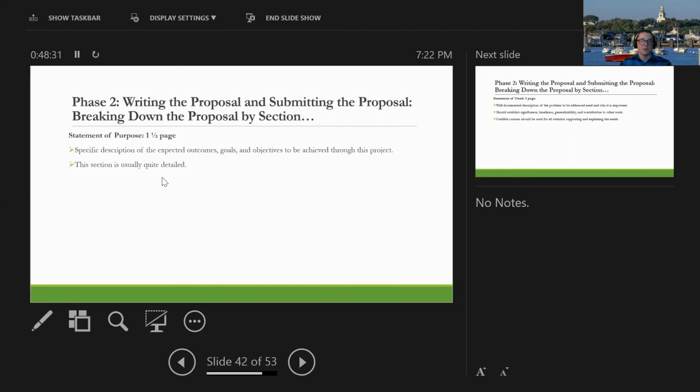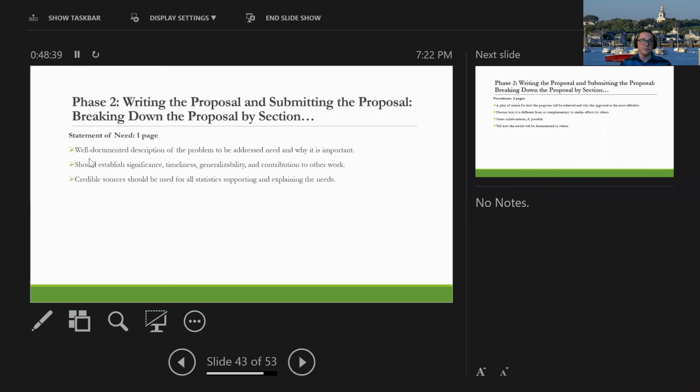Again, this section is usually quite detailed. I don't have too many bullet points here, but it's a very important section: the statement of purpose. The need statement can make or break you. It should be a well-documented description of the problem to be addressed and why it's important.